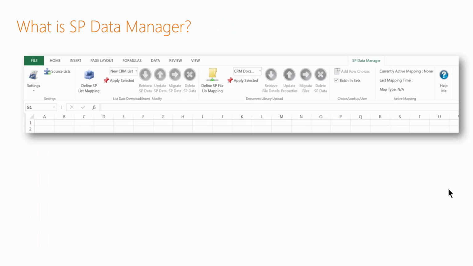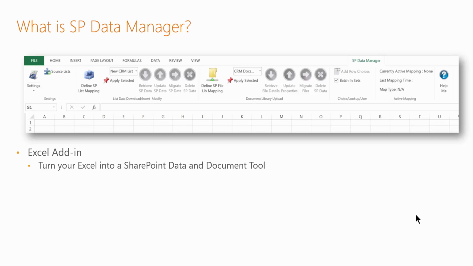So what is Data Manager? It's an Excel add-in, and what it does is allows you to turn your Excel into a SharePoint data and document tool. It's designed for business power users. So let's take a look at it. This is actually the drop-down that you have in Excel, and you can see the different components of the product. Let's take a look at how you might use it.